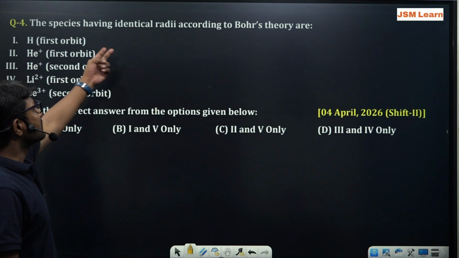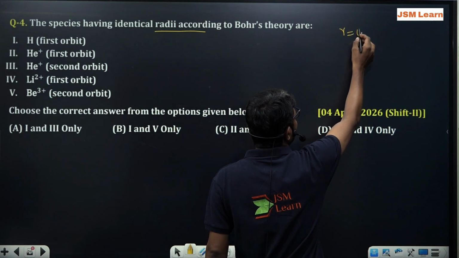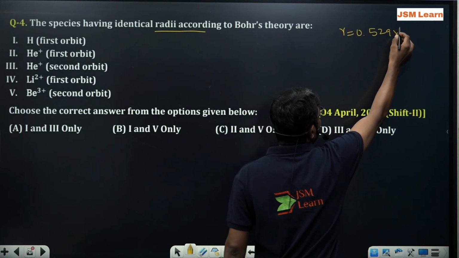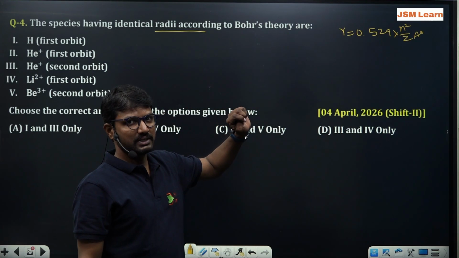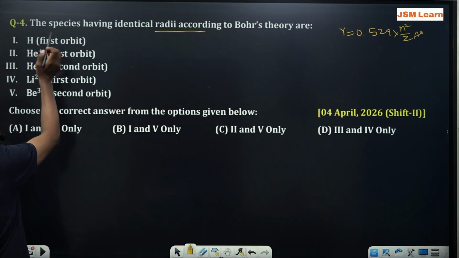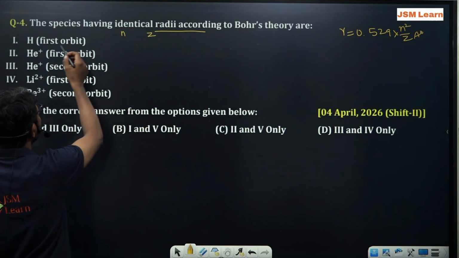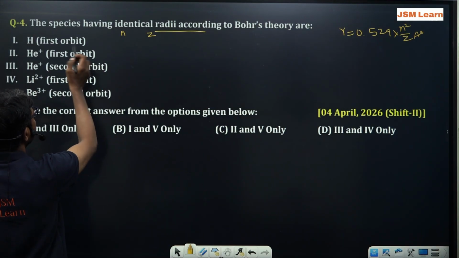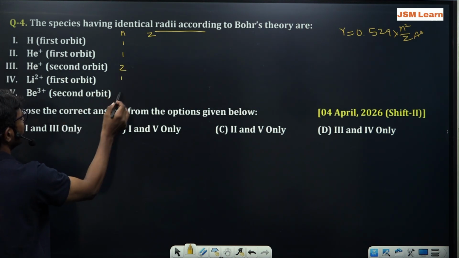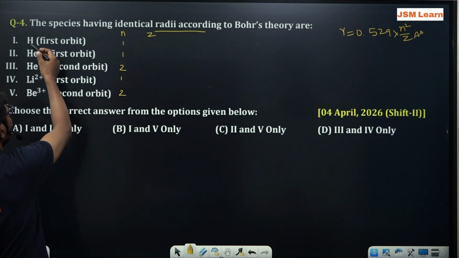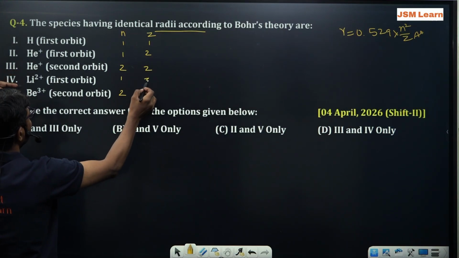What they have provided here: the species having identical radii according to Bohr's theory. Identical radii means having the same radius. As we know, the radius formula is 0.529 multiplied by n square upon z angstroms. So here we have to identify the value of n square by z. As per the provided data, for hydrogen atom, let us write the orbit number n and the z value. For the first one, hydrogen atom and first orbit, so 1; in the second case also 1, second orbit; next first orbit, second orbit. So orbit numbers I have written. Next, their atomic numbers: hydrogen, helium, helium plus again, next lithium, beryllium they have provided.